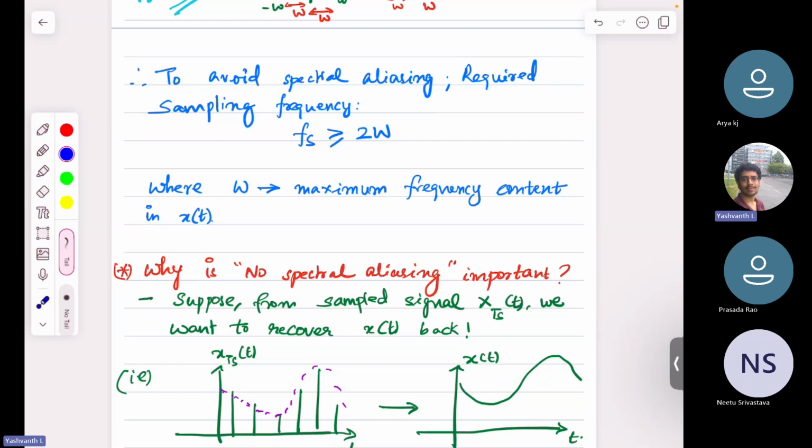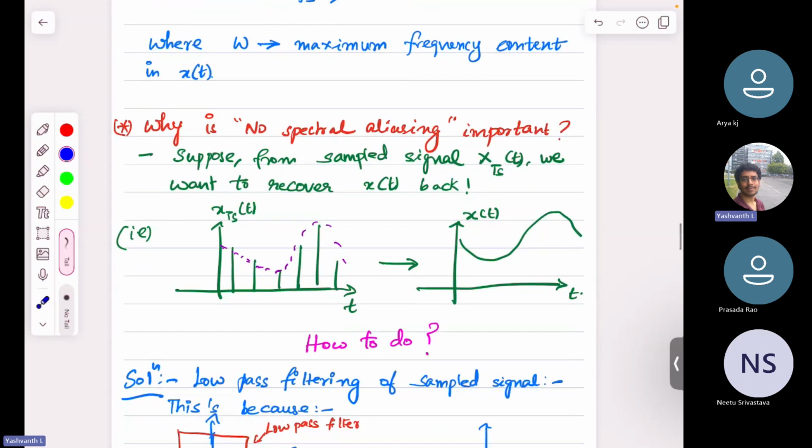To understand that, let's see a small demonstration. Suppose your sampled signal xs of t, that is your time domain sampled signal, is given to you. Someone already gave you the sampled time domain signal, and somehow from the sampled signal I want to recover my original signal x of t. How do I do that? On the left is the input: someone has already given me the sampled version, this discrete time signal. The question is how to get an equivalent continuous time signal from this given discrete time signal.